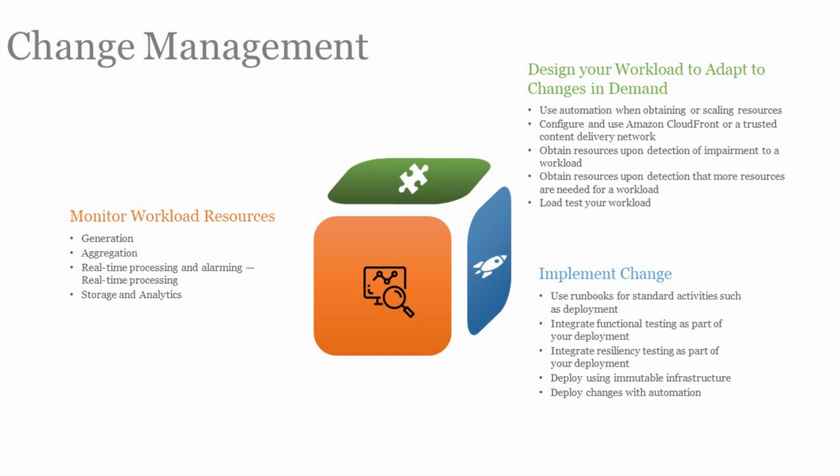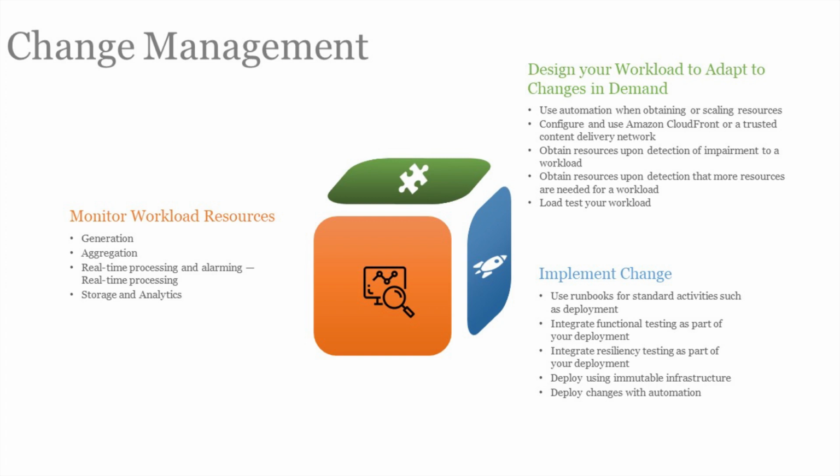By using runbooks for standard changes, you can be aware of the next step to be taken in case something goes wrong. These runbooks can be created for both manual and automatic changes and reduce ambiguity in your change management process. Integrate functional testing as part of your deployment. Your functional tests should be one of the most important tests as a part of deployment. These should be done in pre-prod as well as prod environments, and any failure should result in rollback of the changes.